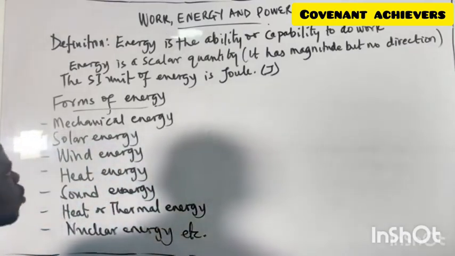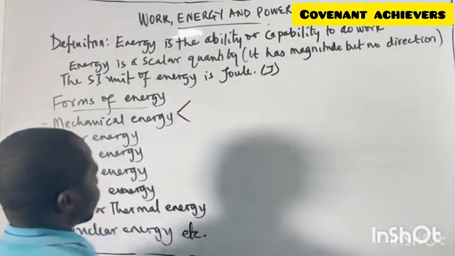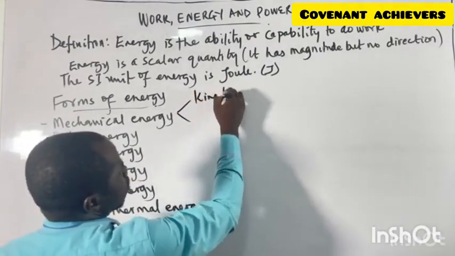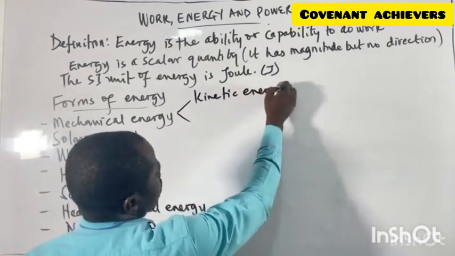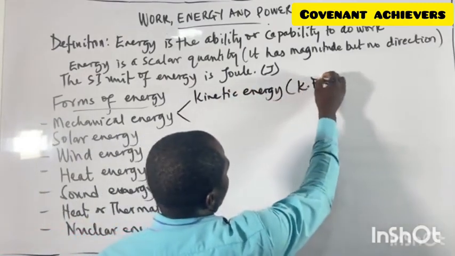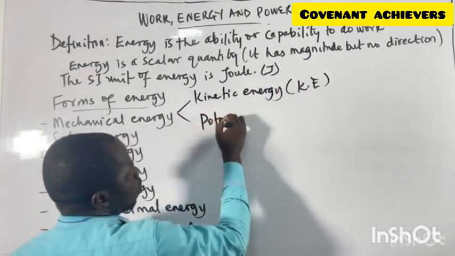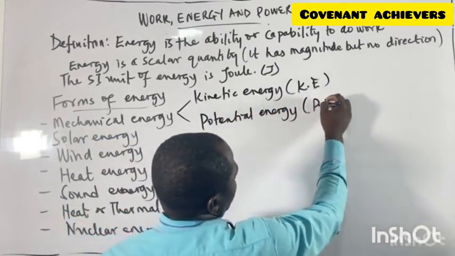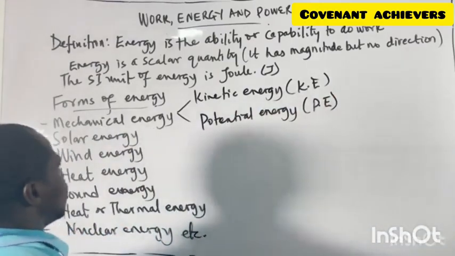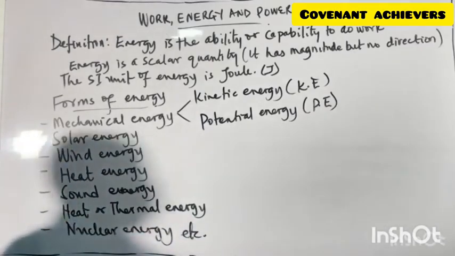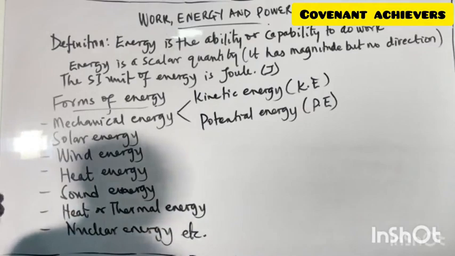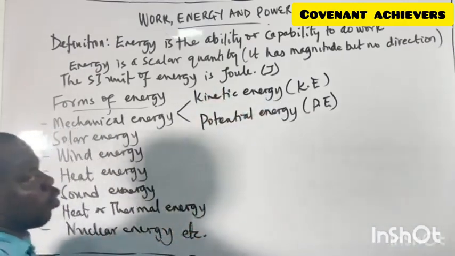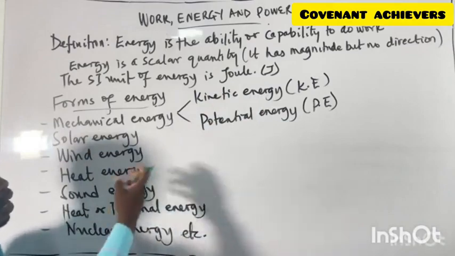And on this, we are going to be looking at mechanical energy. The mechanical energy is divided into what we refer to as kinetic energy, given as KE, and what we call the potential energy, that's PE. The kinetic energy and the potential energy. That is what we are going to be looking at under the energy. So here we are going to focus more on the kinetic energy and also the potential energy.